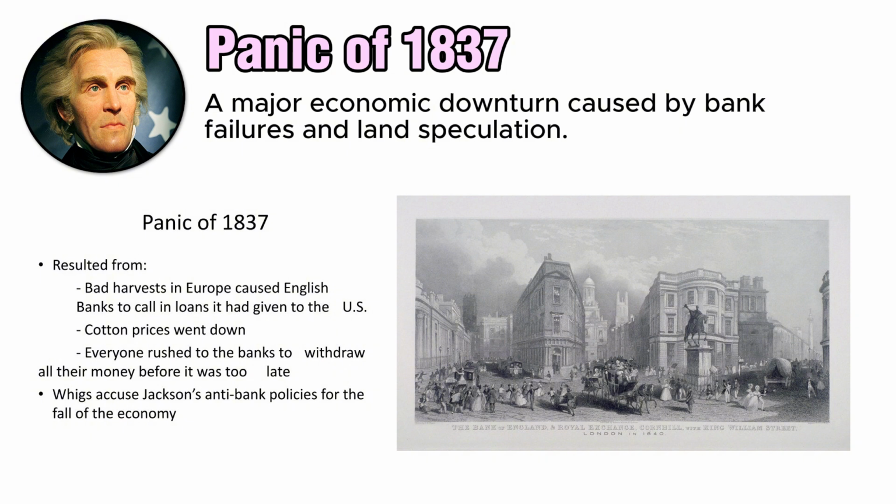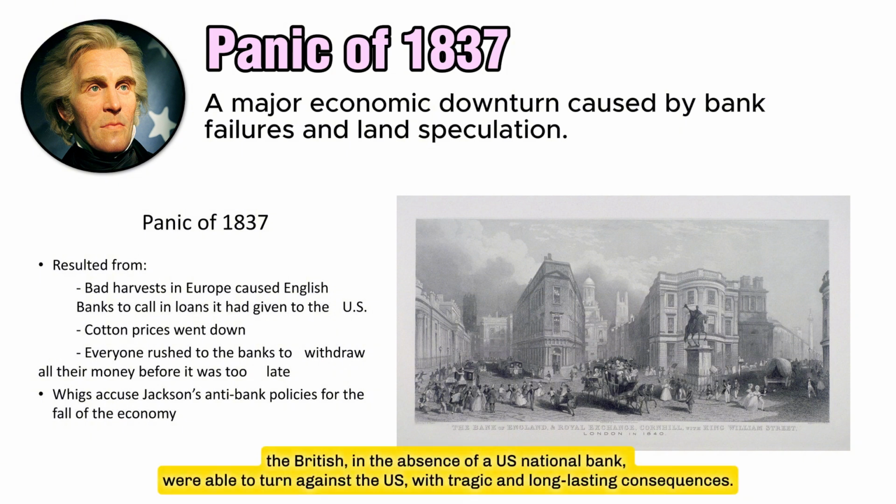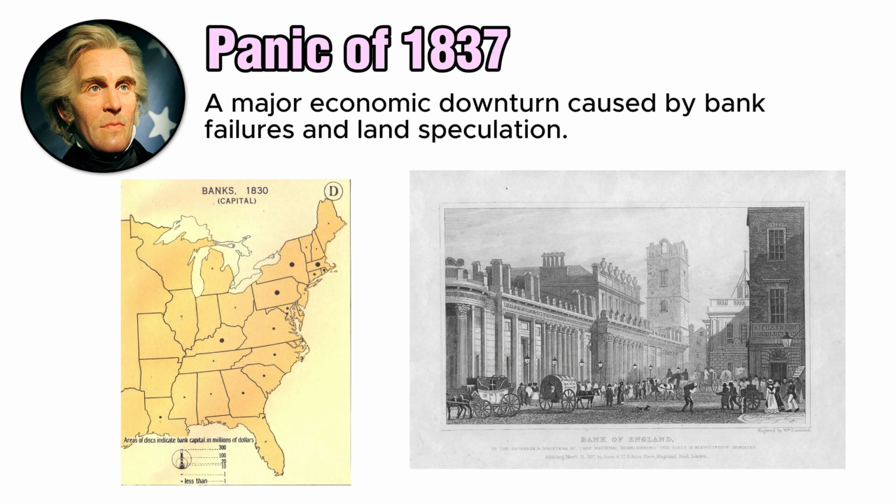A crisis of the worldwide pound-sterling system, to be sure, but one which the British, in the absence of a US national bank, were able to turn against the US, with tragic and long-lasting consequences. Banks were using their new freedom to issue paper money far in excess of a normal reserve ratio in relation to the gold and silver coin they kept.